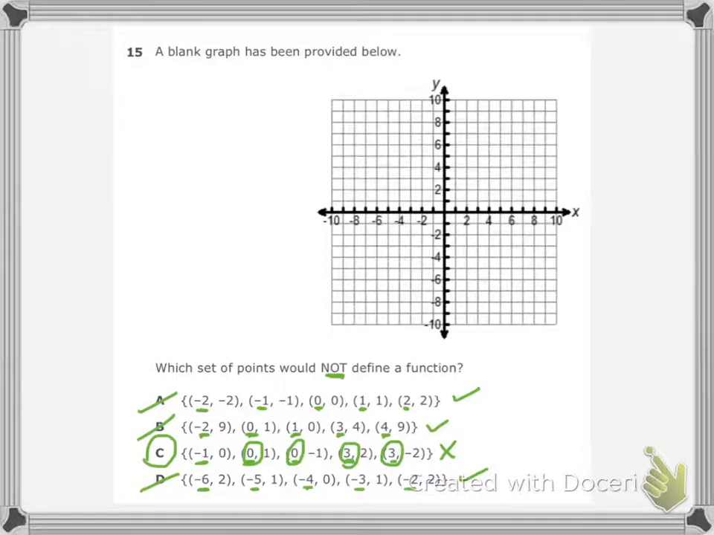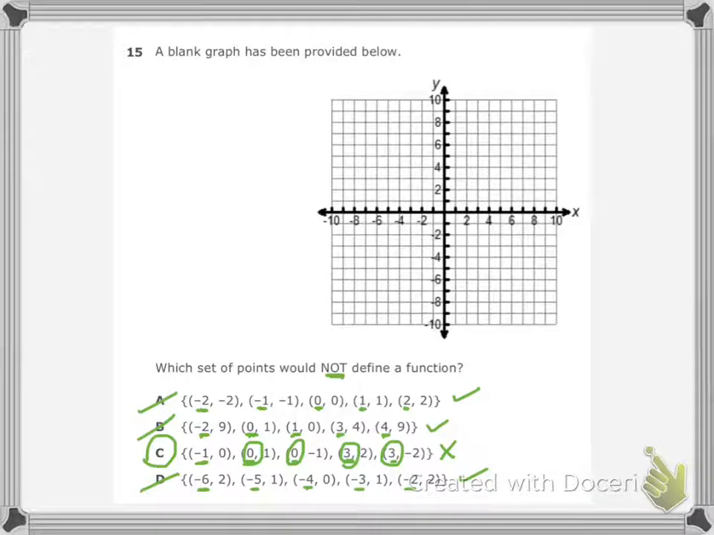Another way to determine which one's not a function is you could graph the points. You would have to graph the points for 4 different answer choices. So you would be using the same graph, and that could get confusing. But you could also just graph the answer that you think is correct, just to verify using the vertical line test.